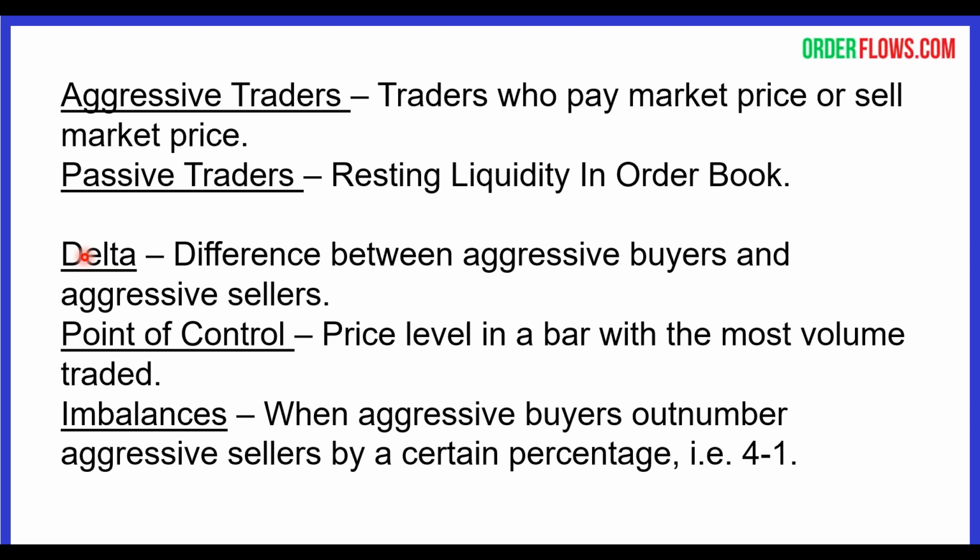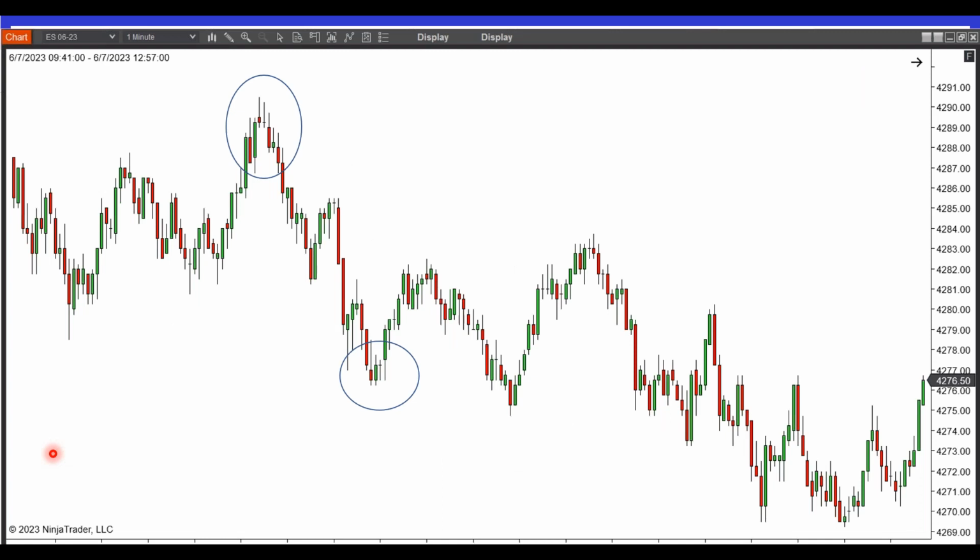So from these three, delta, point of control, and imbalances, you're going to be able to get a lot of information that you can make trading decisions off of. And if you're looking at a normal bar chart, you're going to see there's areas like here. I've highlighted two areas where you see the market reversed.